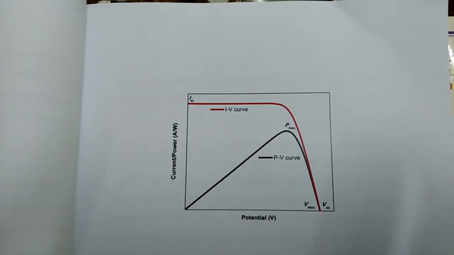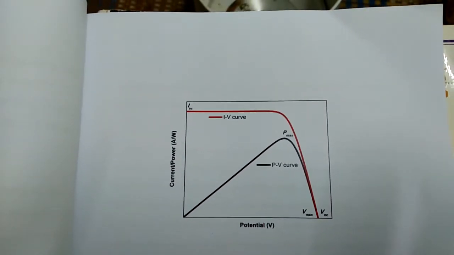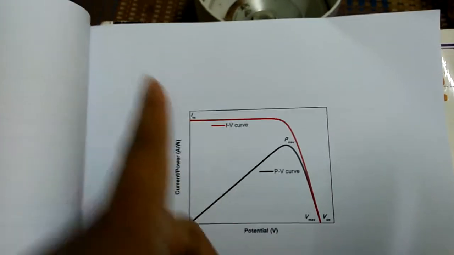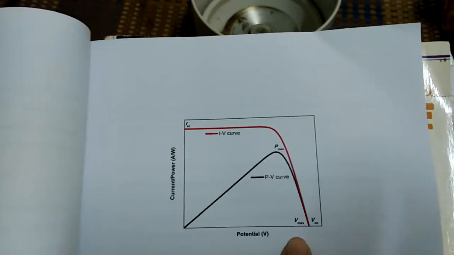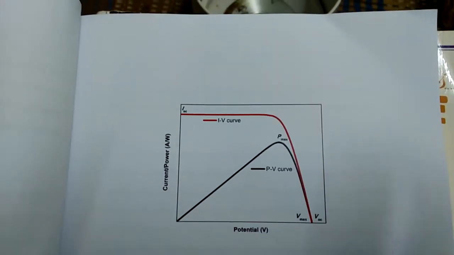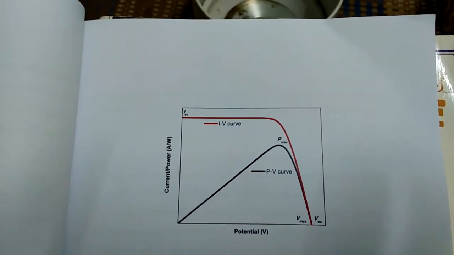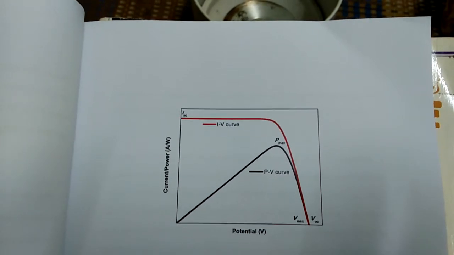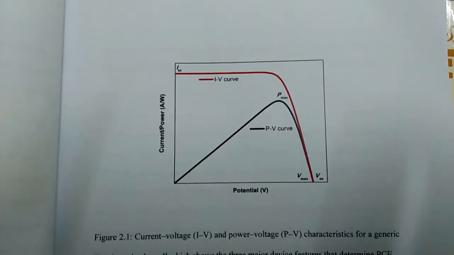The fill factor is the squareness of the graph. Theoretically, the fill factor must be 100% if the graph is square, but in this case the graph is not so square, meaning that the fill factor is not 100%.